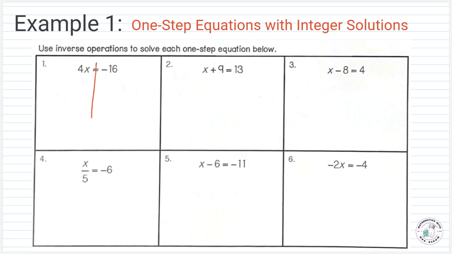Again, here's my variable. It is being multiplied by 4, right? There's no operation that is being shown in between this 4 and the x, but that is indicating multiplication. So what's the opposite of multiplication? Division. So we're going to divide both sides by 4.